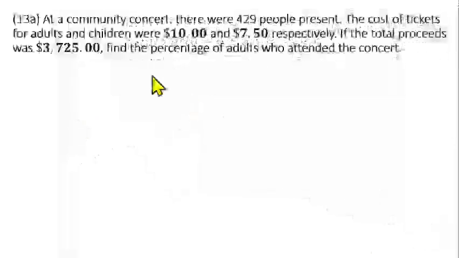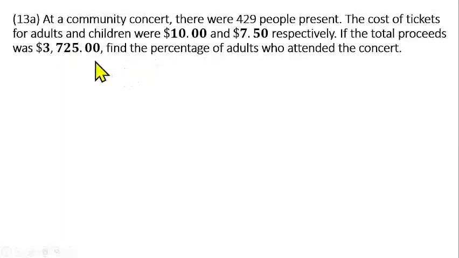Question number 13 is also a word problem. At a community concert there were 429 people present. The cost of tickets for adults and children were $10 and $7.50 respectively. If the total proceeds were $3,725, find the percentage of adults who attended the concert.